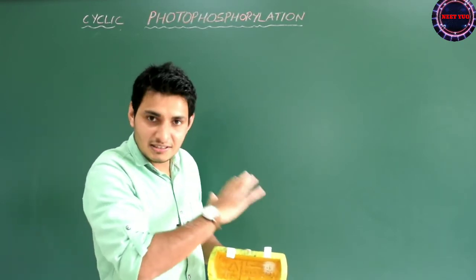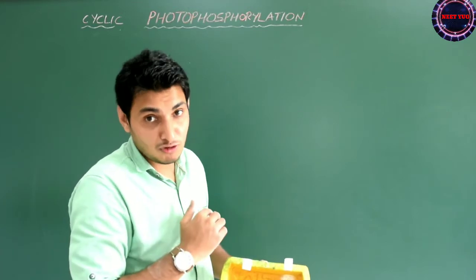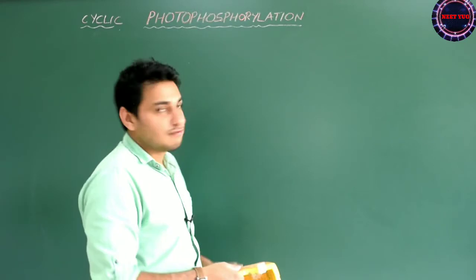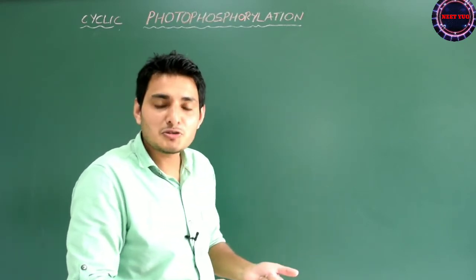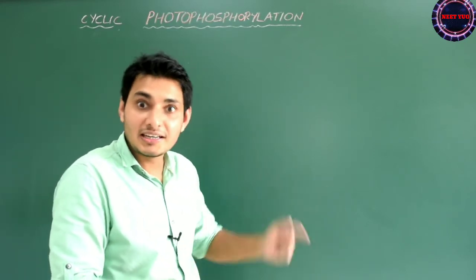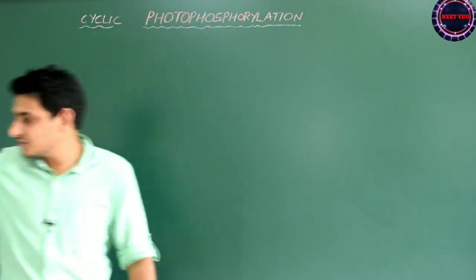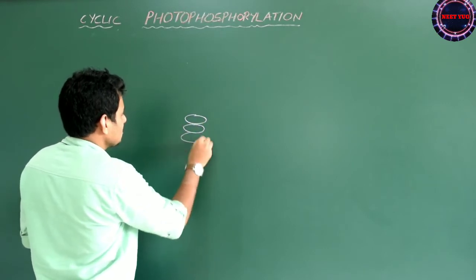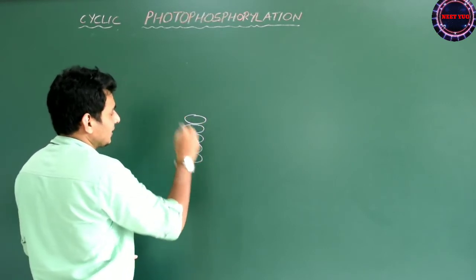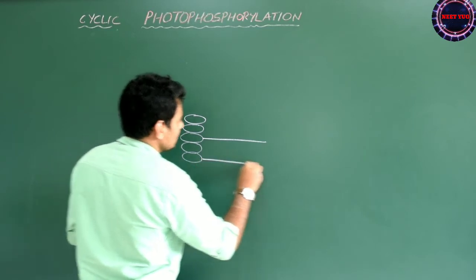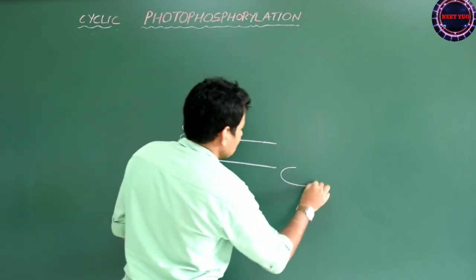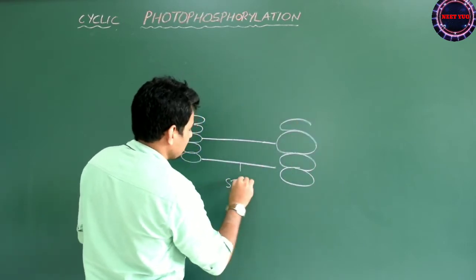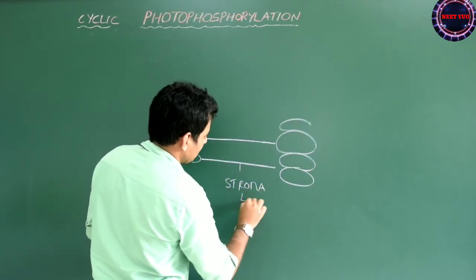Got it? So these are the things about non-cyclic photophosphorylation, but in cyclic photophosphorylation PS2 is absent, and the site of cyclic photophosphorylation is entirely different, not in the thylakoid, it is in the stroma lamella. Okay, so let us see. We just draw the thylakoids. These are all the thylakoids. Make it grana, and you know that the physical connection between the grana is called the stroma lamella. Correct? So this is now the stroma lamella.